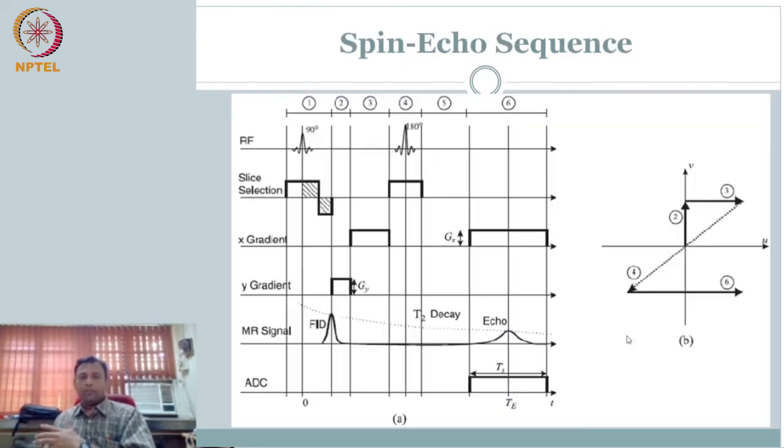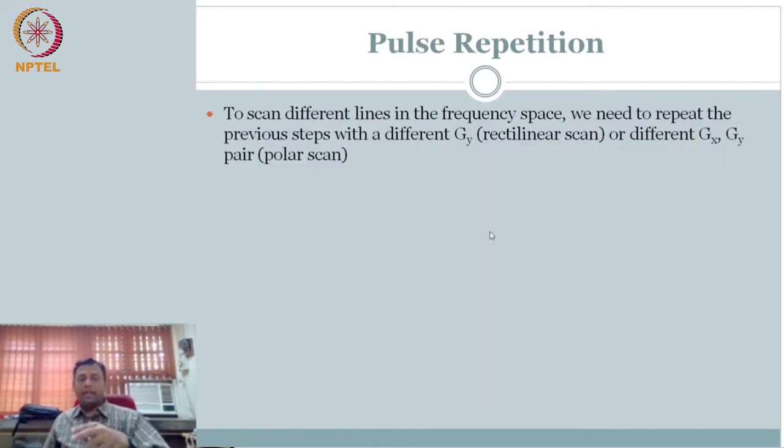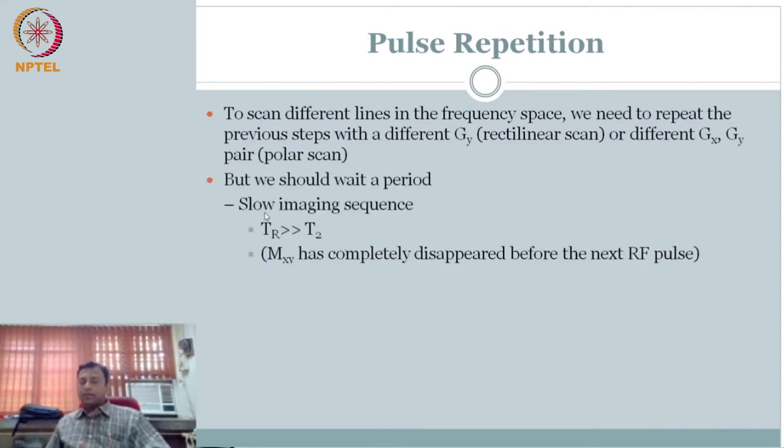So clearly what we have done so far is for one sequence. If you have to cover the whole UV space, I have to repeat the sequence. Therefore, it becomes important we complete what are the important aspects for pulse repetition. So to scan different lines in the frequency space, you need to repeat the steps. You can cover it with rectilinear way or using polar scan. But you have to wait for a period so that it all comes to the signal origin.